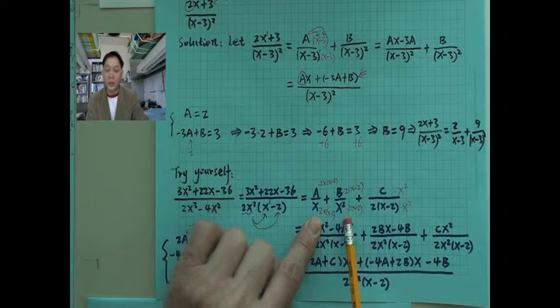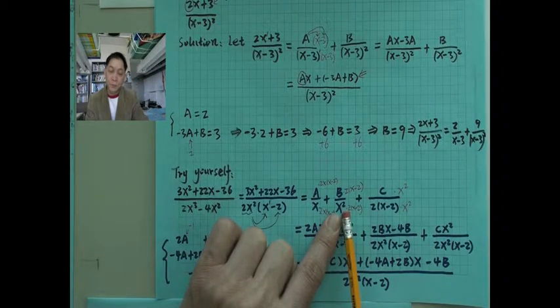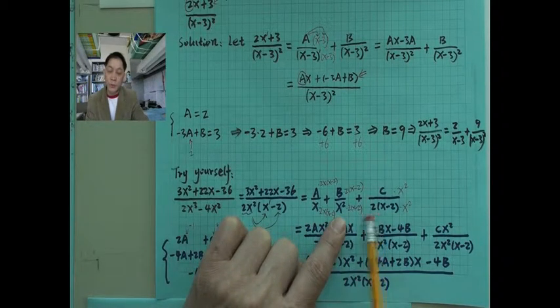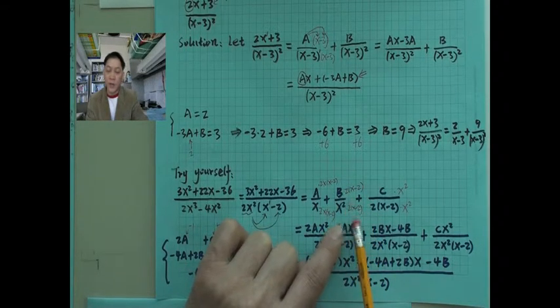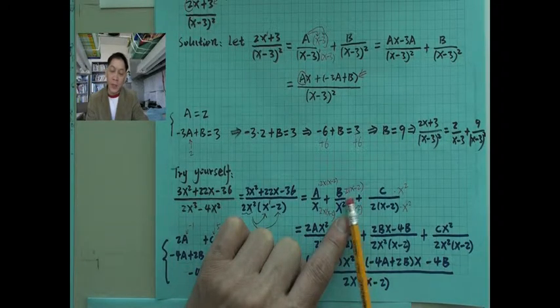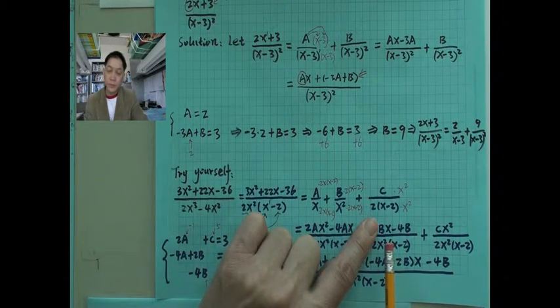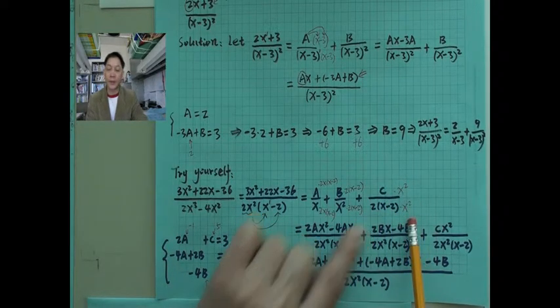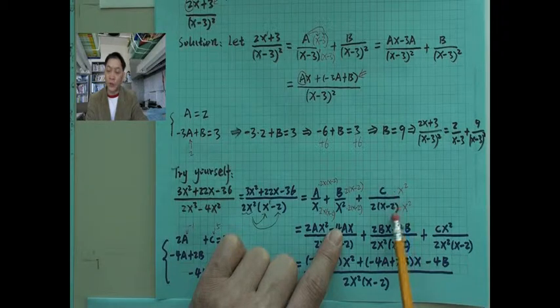For b over x squared, it has x squared, so it does not need x anymore. So it only needs x minus 2 from here. Okay, and then we have a 2. So both numerator and denominator in this second fraction need to multiply by 2 times x minus 2. This one, the third fraction, needs x squared. Okay, both numerator and denominator multiplied by x squared.